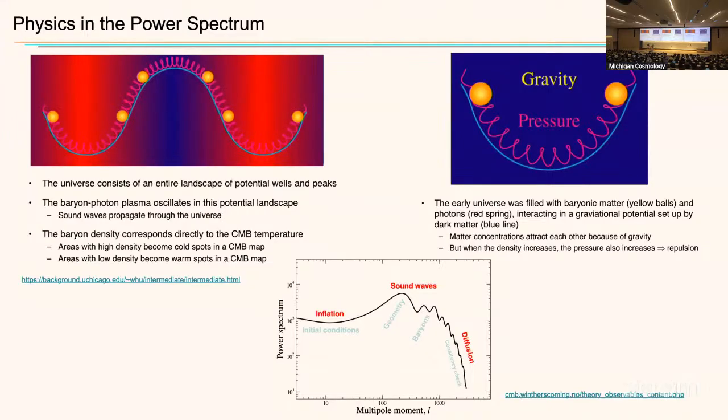The baryon density that we're looking at corresponds directly to the CMB temperature. And the way I remember this is it's kind of the opposite of what you might think, because areas of high density become cold spots, and areas of low density become warm spots. I can't even say it, it sounds backwards, but that's because photons need to come out of these gravitational potential wells in order to reach us. And so the fluctuations we see correspond to hot and cold spots based on, let's see if I can do it, low and high density. There we go.